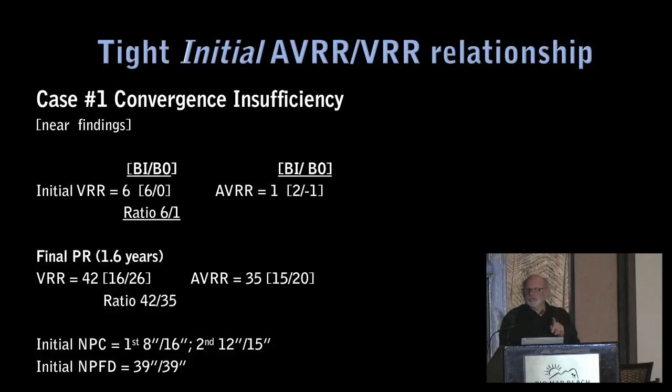Now, I'm just going to introduce a taste of the near point of convergence versus the near point of fixation disparity. You see, the near point of convergence was an 8 break, a 16 recovery single clear. And when done a second time to get a sense of stamina, it was 12 over 15. The initial near point of fixation disparity was at 39 inches.